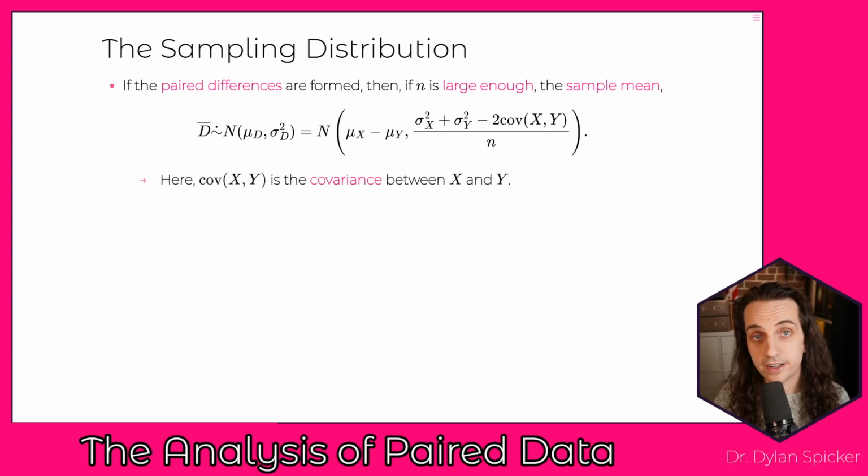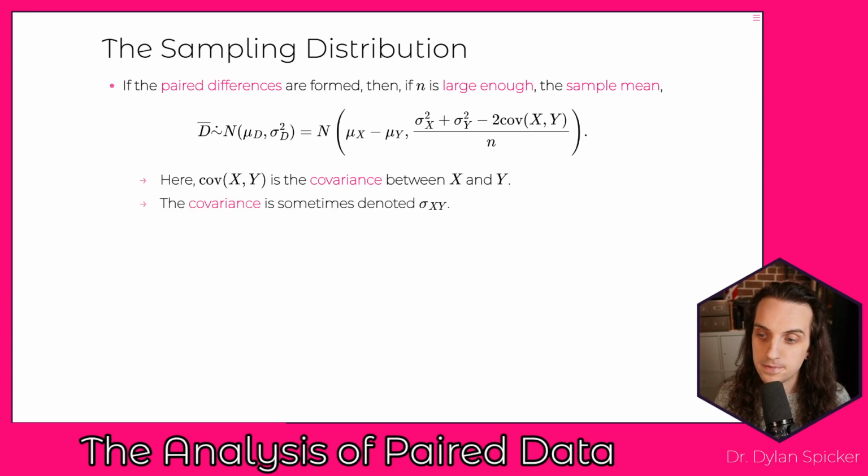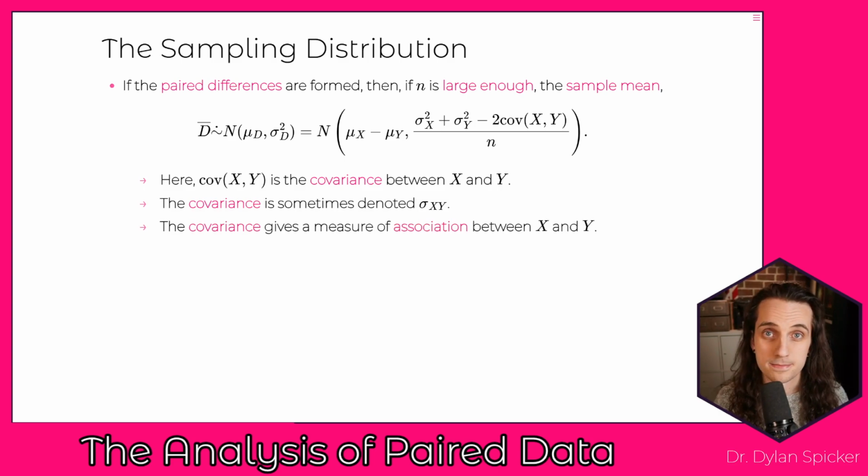Okay, so cov is representing the covariance between x and y. We'll sometimes denote this with sigma xy to indicate that this is the covariance between x and y. And again, it's going to give this measure of association between x and y. If they are positively associated, so if as x goes up, we expect y to go up as well, then we expect a positive covariance.